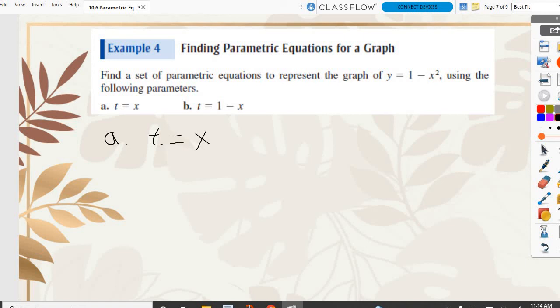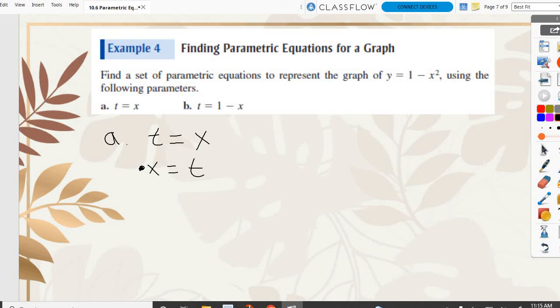So if x equals t, is that an equation of x in terms of t? Yes, so that's my first parametric equation. So what else do we need in order to have a full parametric equation? The y part, and the y needs to be in terms of t.